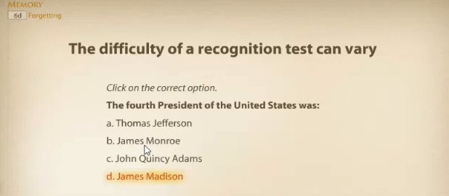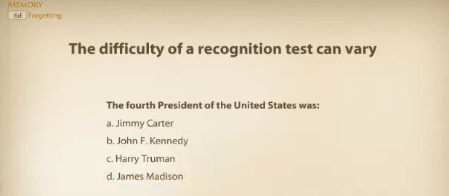Hold on a second. Sorry about that. Okay. I was never much into dead presidents, but let's keep going.